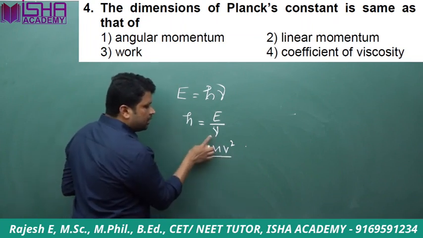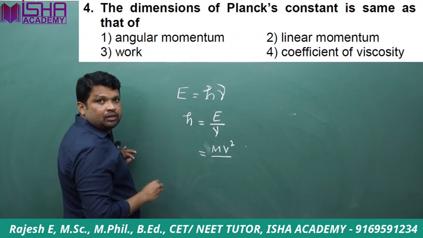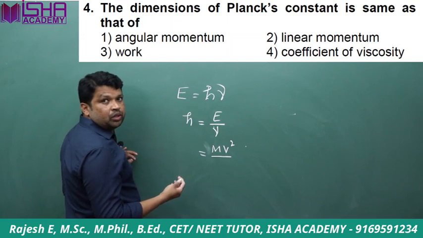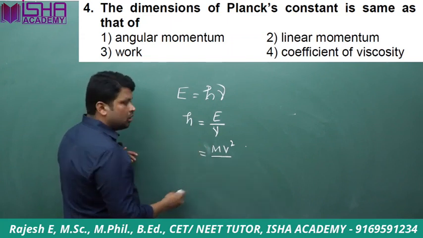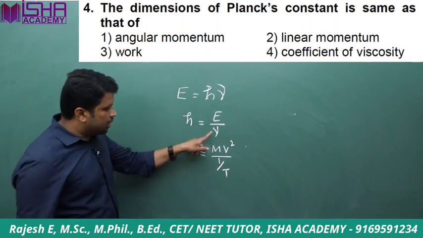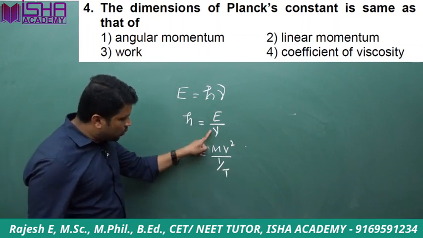So divided by nu, which is frequency, right? We have to express this nu in terms of time. So frequency is 1 by time. So this frequency can be written as 1 divided by time. See, nu is frequency and this nu is 1 by t.